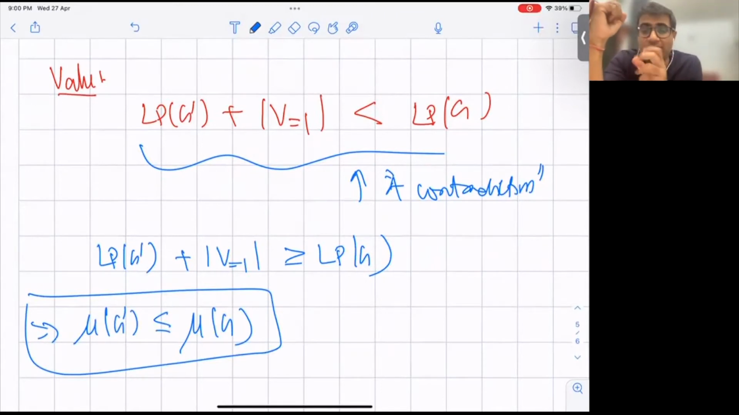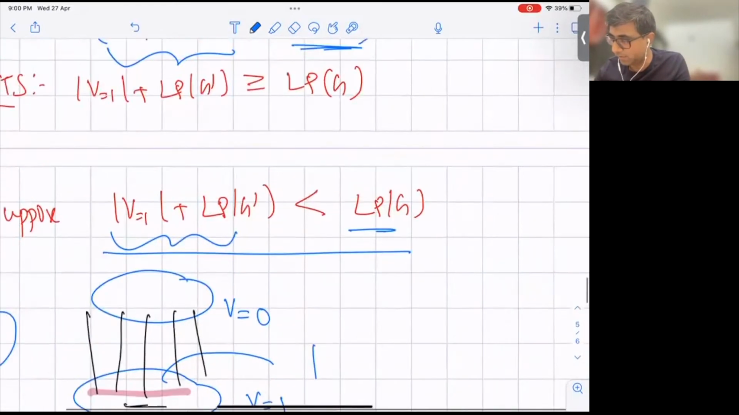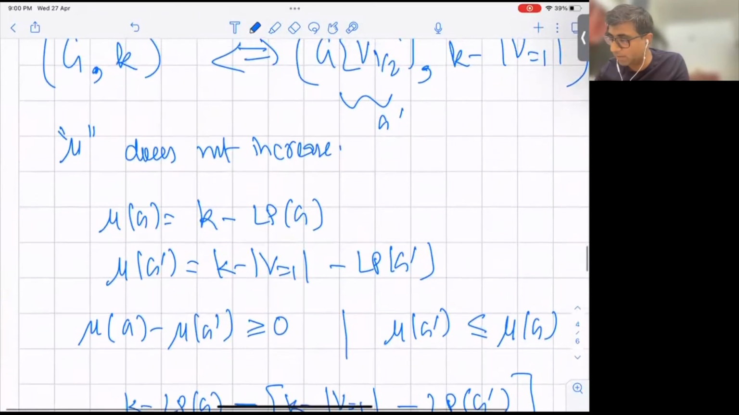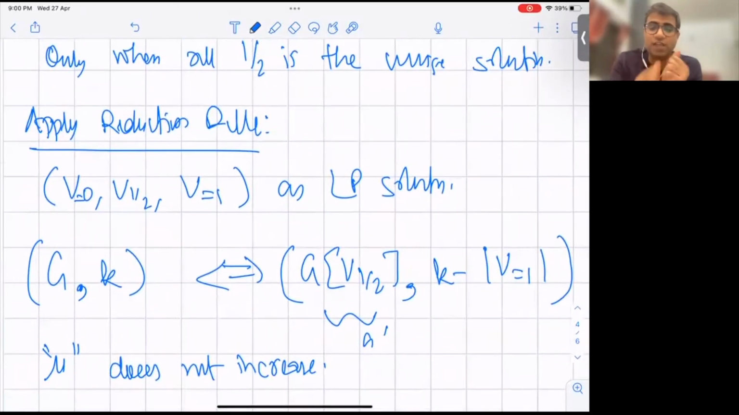Look at this. Every time you apply this reduction rule, the solution size always decreases. Is that fine with everybody? Whenever I apply this reduction rule, the size of the solution always decreases. Is that okay? Because when are you applying this reduction rule? It means you are at least putting some vertices in your solution and reducing your budget by something. So the solution size decreases.